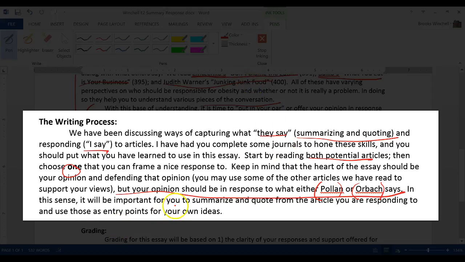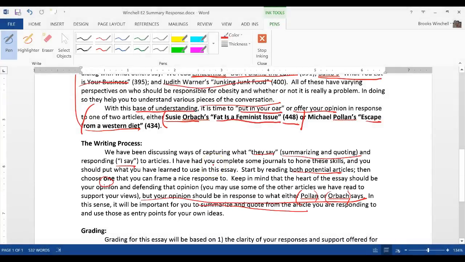So in this sense, it will be important for you to summarize and quote from the article that you're responding to, and use those as entry points for your own ideas in your response.